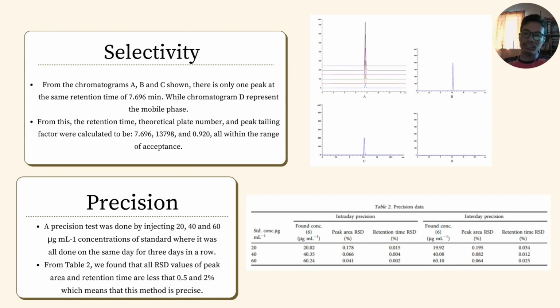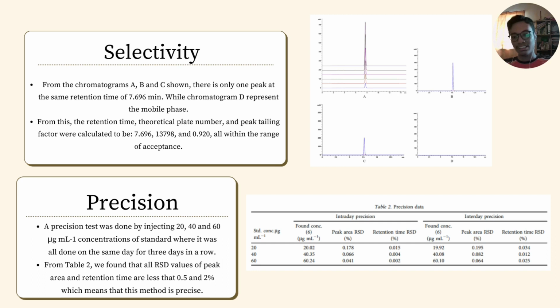Next, we have the selectivity. So from the chromatograms A, B, and C that were shown, there is only one peak at the same retention time of 7.696 minutes. While chromatogram D represents the mobile phase. And from this, the retention time, theoretical plate number, and peak tailing factor were calculated. And they are 7.696, 13798, and 0.920 respectively. And they are all within the range of acceptance.